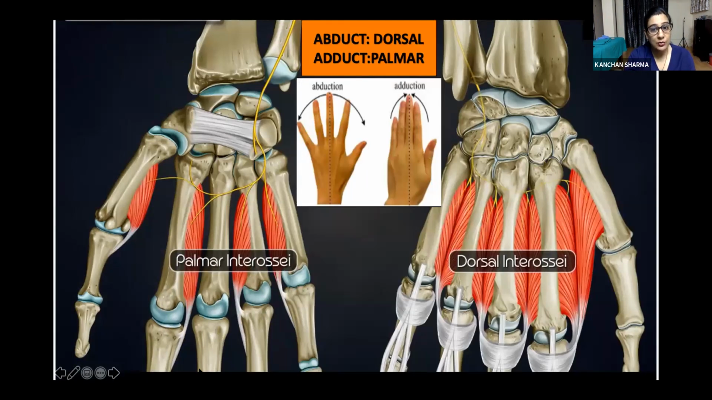Now, how can you remember? They cause adduction and abduction. So if you want to test for it, you should test adduction and abduction. I will be coming to that.